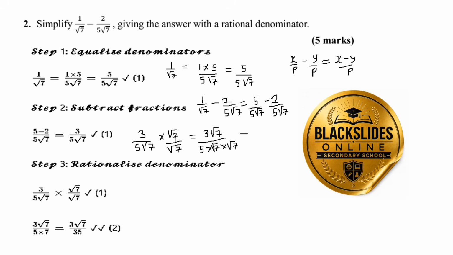So by the end of the day, what you're going to have is 3 root 7 over 5 times 7. Why it is 5 times 7 is because root 7 times root 7 gives us 7 without a root sign. So we have managed to remove that sign, and the process is called rationalizing the denominator. So in this case, we shall have 3 root 7 divided by 35, which is 5 times 7.